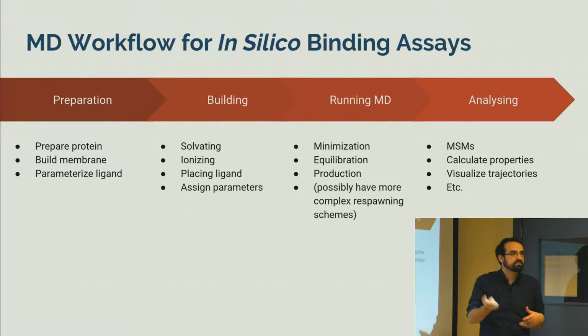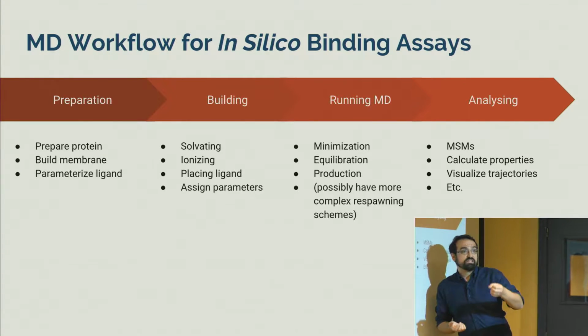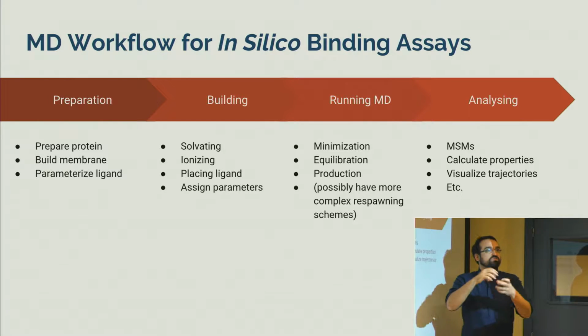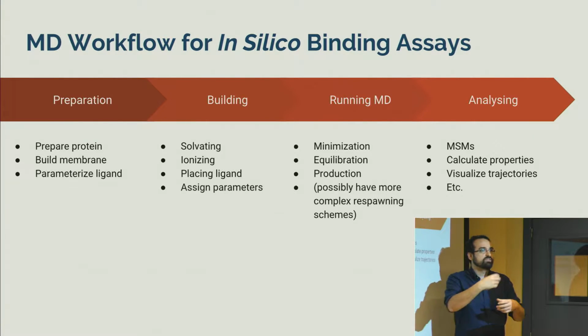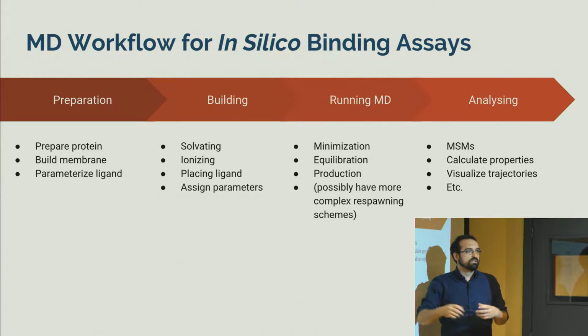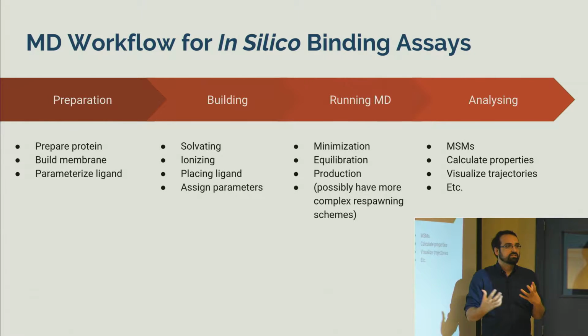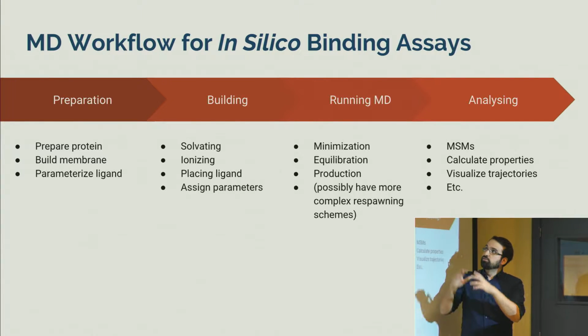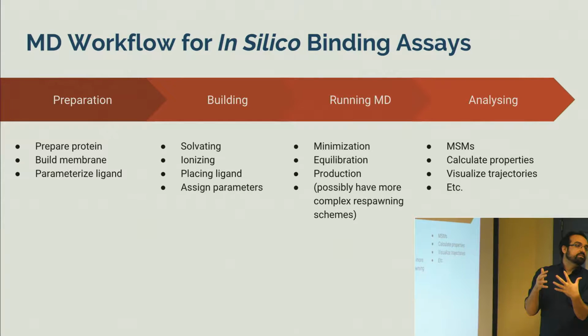There are binding assays that you can do experimentally. You have a test tube, right? You have your protein there, and so on and so forth. You put some ligand there, and then you measure some activity experimentally or something like that. So this basically draws from the same concept. But to do this in silico binding assay, we need to create an MD workflow.